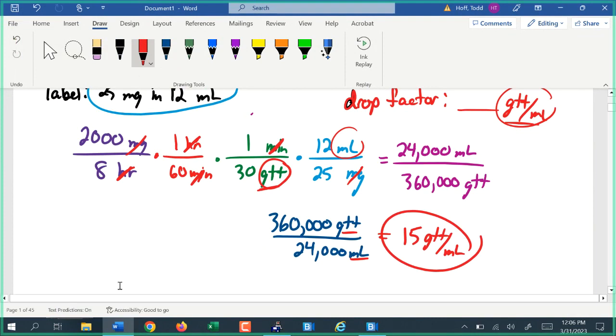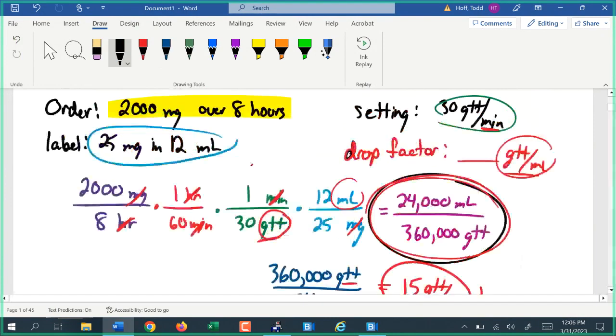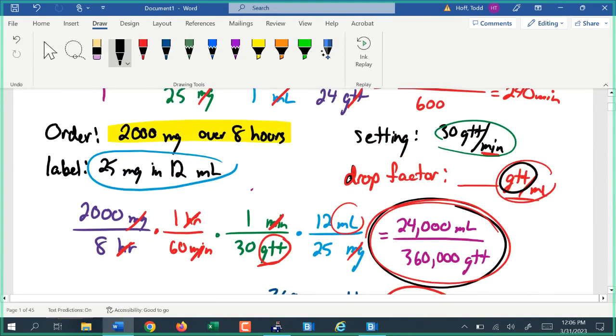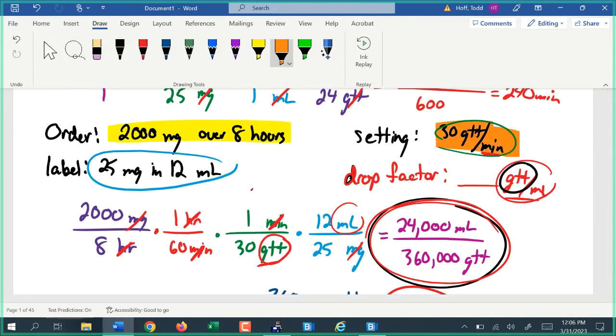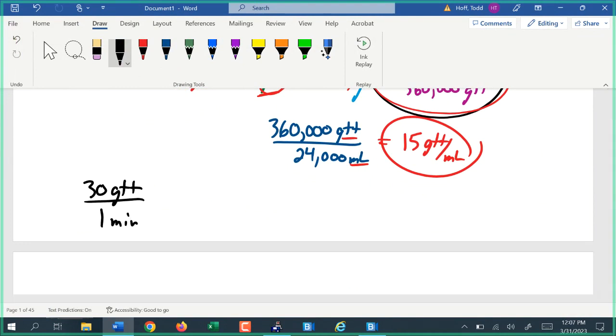So that was using the old standby, starting with the doctor's order or the total amount in milligrams and working from that. If we didn't want to go through this process of doing a reciprocal at the end, we could do some analysis before we start to see that we want drops in the numerator of our answer. We have a number that has drops in it, so we can start out with that, drops in the numerator, and go from there. So 30 drops per minute is our flow rate. If we start with that, we'll start out with 30 drops over 1 minute, so we'll have drops in the numerator already.